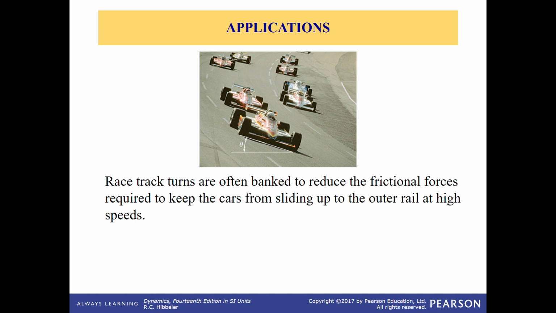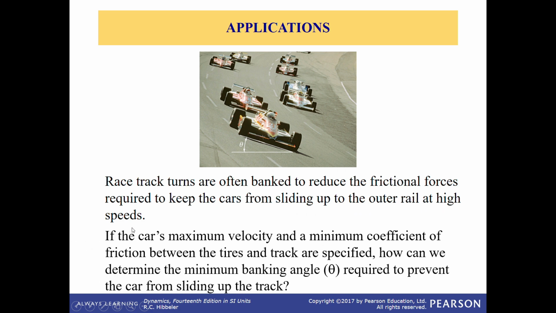Race track turns are often banked to reduce the frictional forces required to keep the cars from sliding up to the outer rail at high speed. If the car's maximum velocity and minimum coefficient of friction between the tires and track are specified, how can we determine the minimum banking angle, theta, required to prevent the car from sliding up the track?